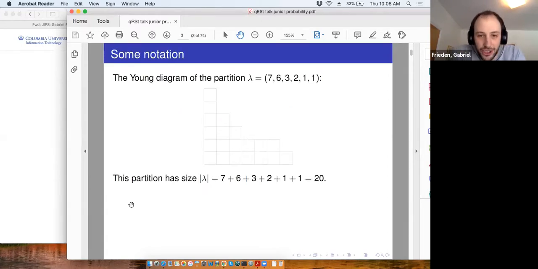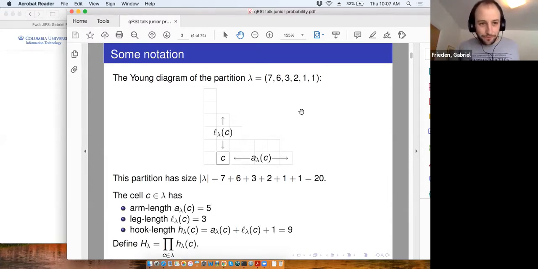A partition is a weakly decreasing sequence of non-negative integers, like this here. Typically we represent a partition by its Young diagram, where we put the first part, that number of boxes, in the first row, then the second part, 6, we put 6 boxes in the next row, 3, 2, 1, 1. This is a very convenient representation of a partition. The sum of the parts, or the number of boxes in the Young diagram, is called the size of the partition, and we denote it with this absolute value sign. So this partition has size 20.